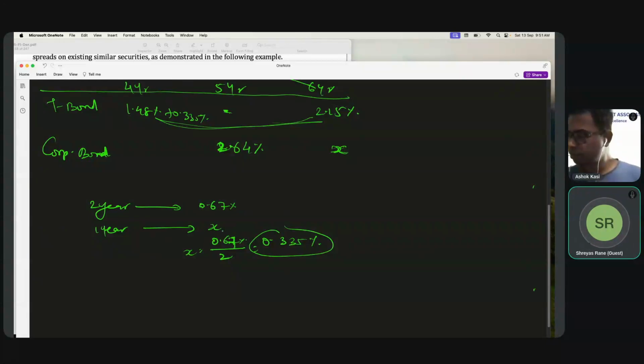The value of x is 1.815, right? Yes. You have added this one. So 1.815, right? Yes. Okay.